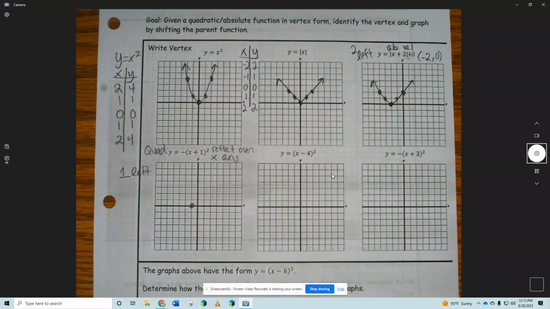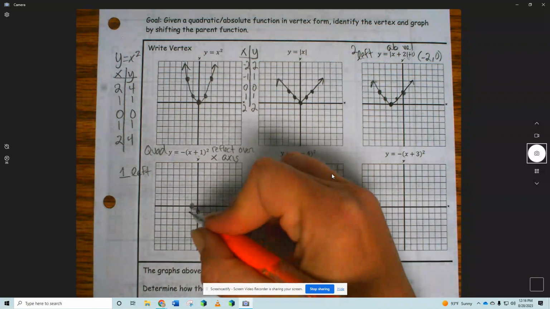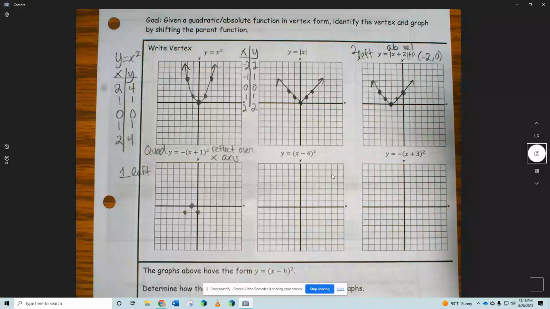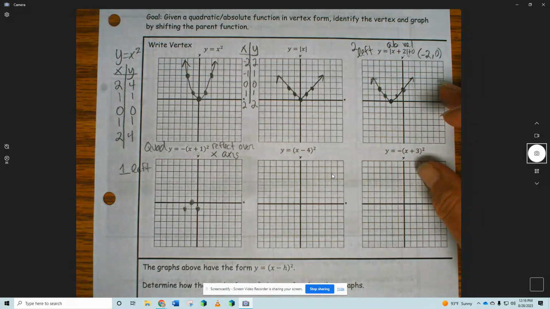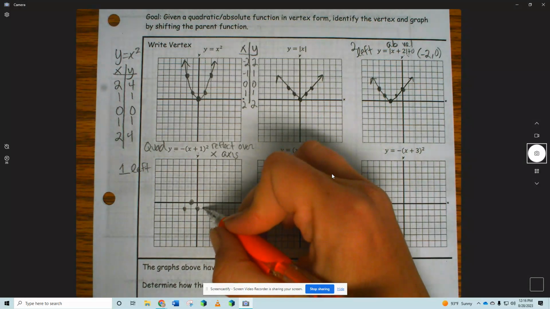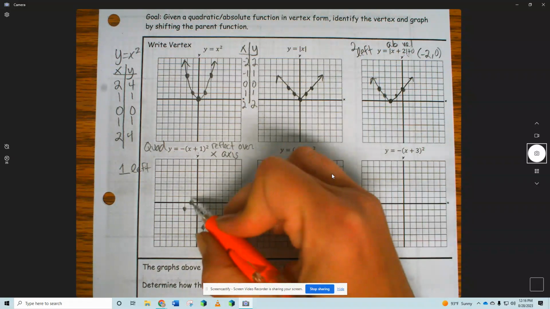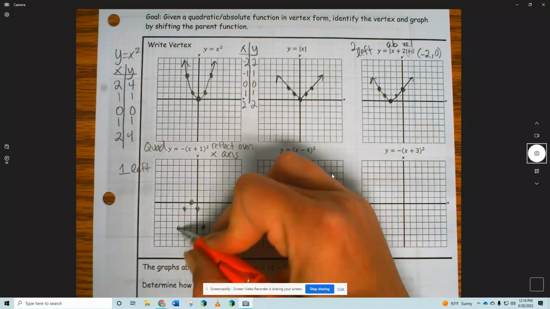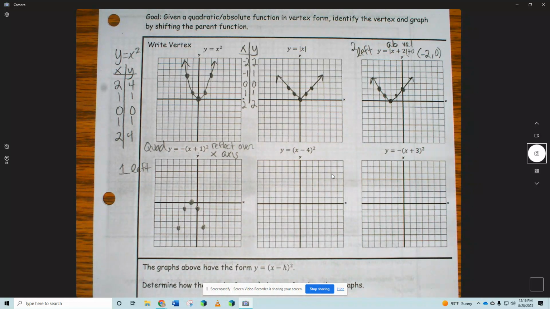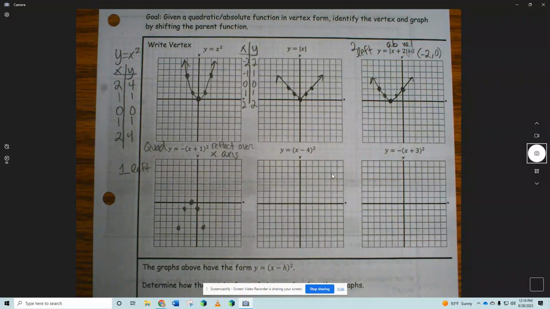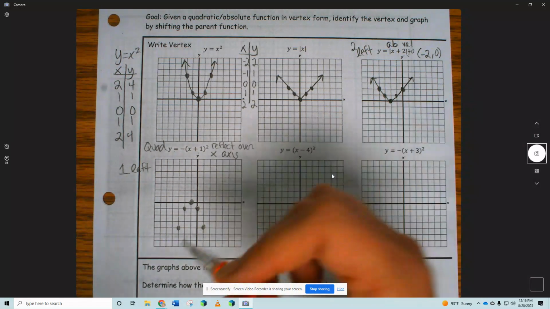Then, you guys said it's facing downward, right? Is this a quadratic or an absolute value? Quadratic, because it has a squared. Over 1, down 1. Over 2, down 4. Over 1 in both directions, down 1. Over 2, down 4. It's a quadratic, curve smooth.